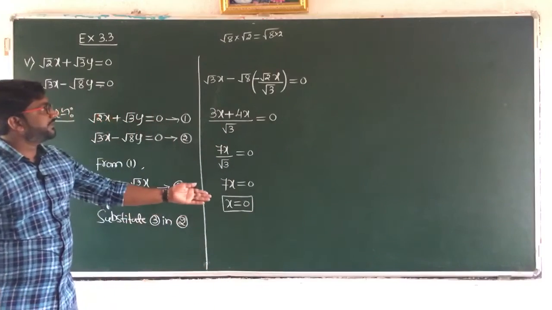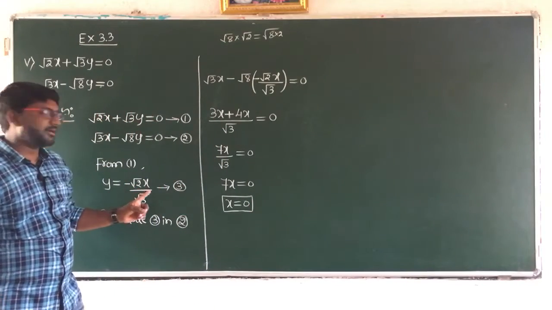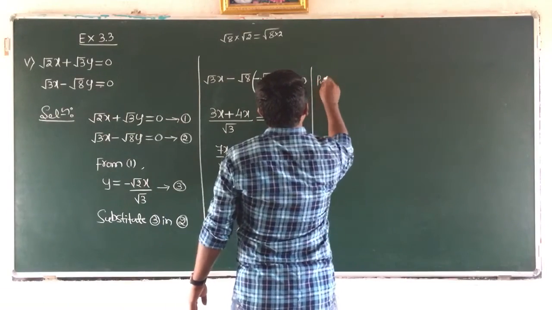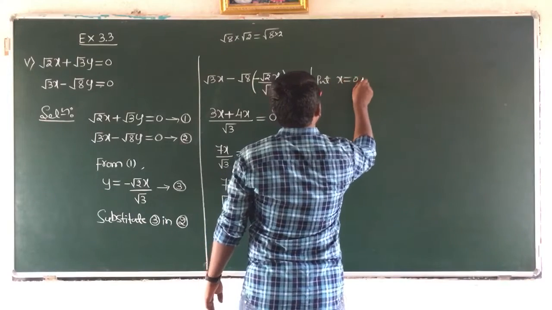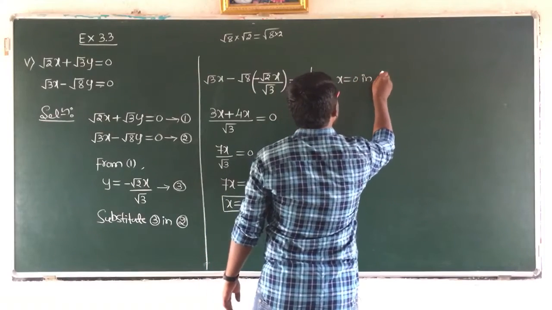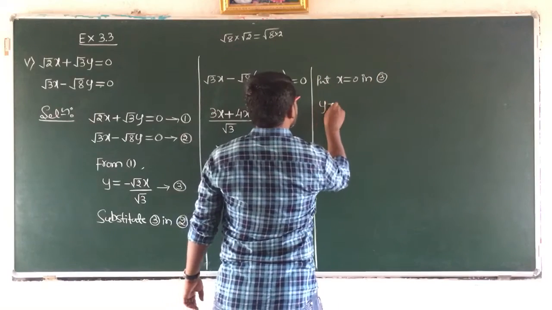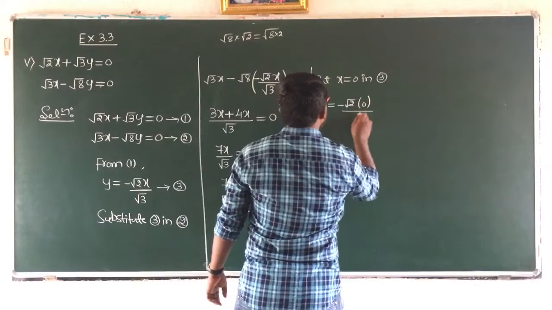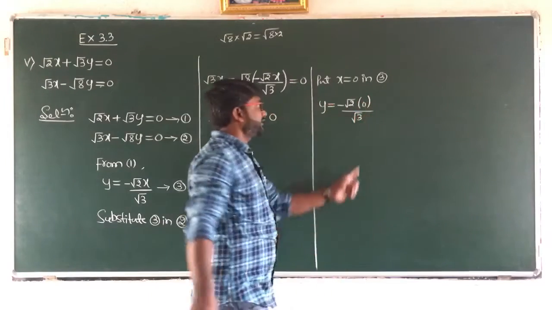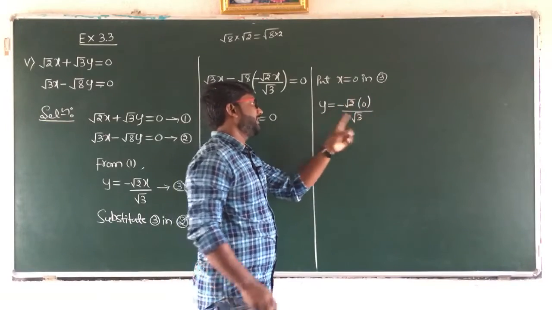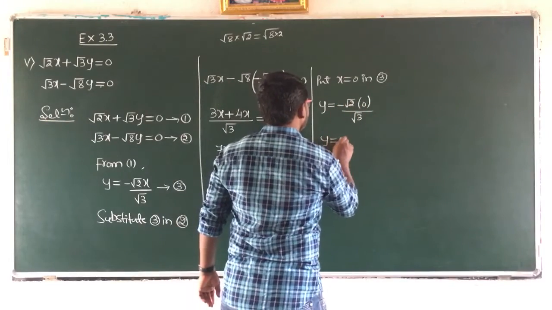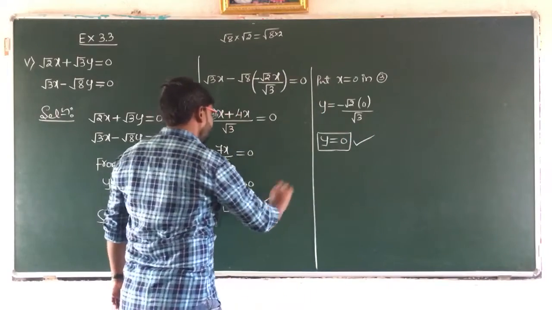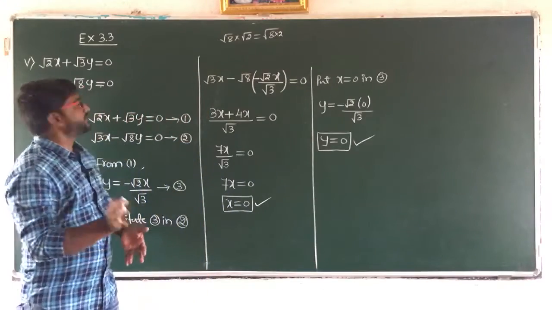Now substitute this value of x in equation number 3. We get the value of y. Put x equal to 0 in equation 3. So y equals −√2, in place of x write 0, divided by √3. So 0 into √2 is 0. 0 by √3 is 0. So y equals 0. So both the values are 0 here. This is the value of y and here it is x. So this is all about the fifth sub question.